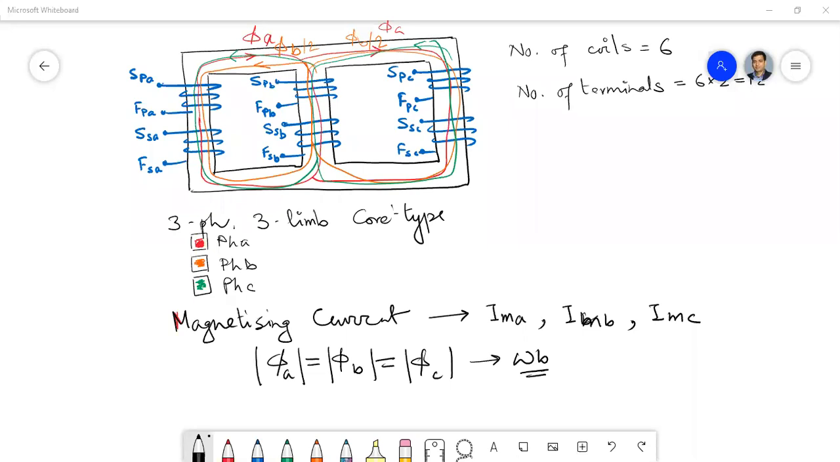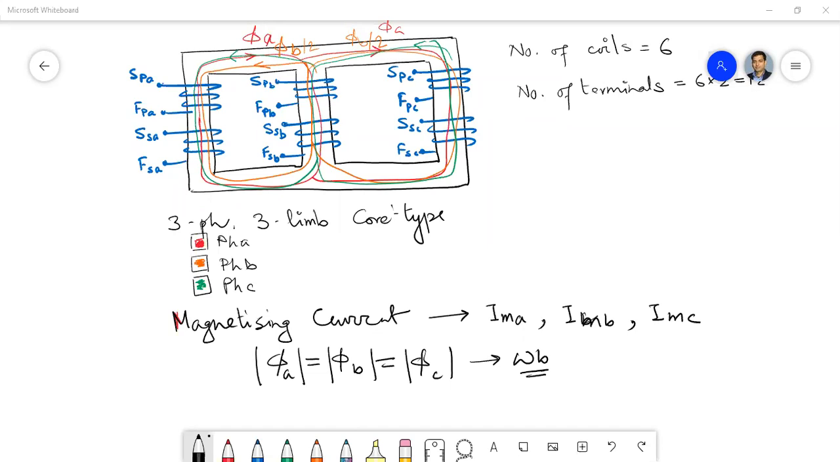Chiranjit, will you try this question? Have you listened to the question? Sir, magnitude will be same. Why? All of the phases. Why?